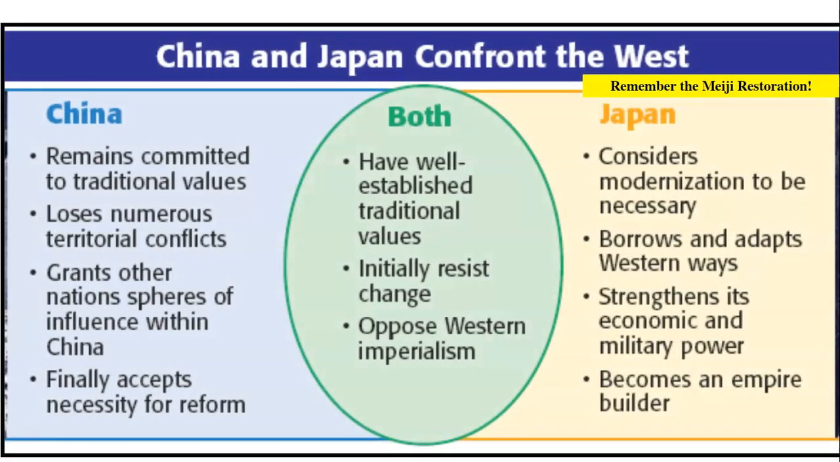All right. Let's talk about this just for half a second. You really need to know about China and Japan and how they confront the West. China is going to remain committed to its traditional values. They're going to lose numerous territorial conflicts, even to Japan. They're going to grant other nations spheres of influence within China, and they will finally accept the necessity for reform. Japan's going to consider modernization to be necessary to catch up. They're going to borrow and adapt Western ways. They're going to strengthen their own economic and military power, and they will become an empire builder. They both have well-established traditional values. They both, of course, initially resist change, and they both oppose Western imperialism. So they have things in common.